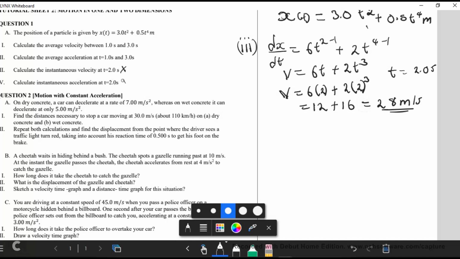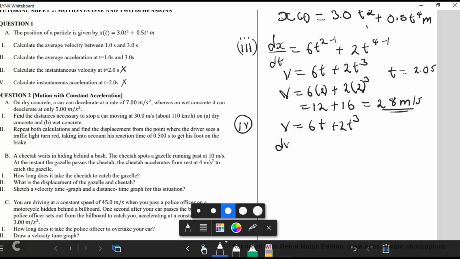Now let's go on to the next question. Calculate the instantaneous acceleration. So how do we calculate the instantaneous acceleration? Remember that after I've differentiated the displacement, I've come to the velocity, meaning that if I differentiate this equation for the velocity, I'll come to acceleration.